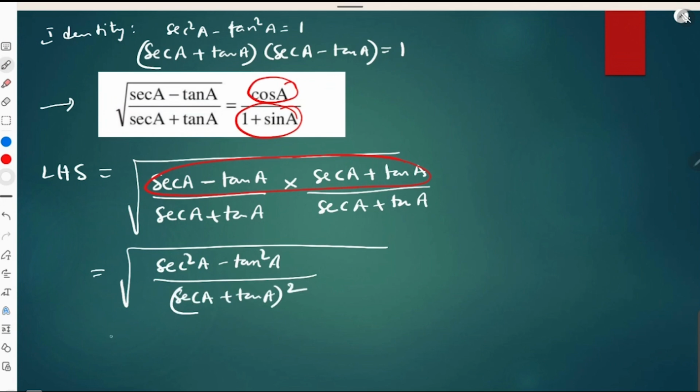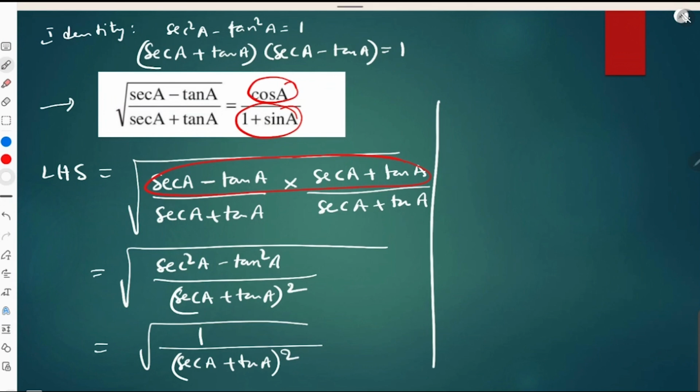What is secant square A minus tan square A value? 1. Right? Secant A plus tan A whole square is a square of the number, so the square root and that square get cancelled. We know that root over x square we write as x, if x is a positive real number. So this value comes out to be 1 by secant A plus tan A.